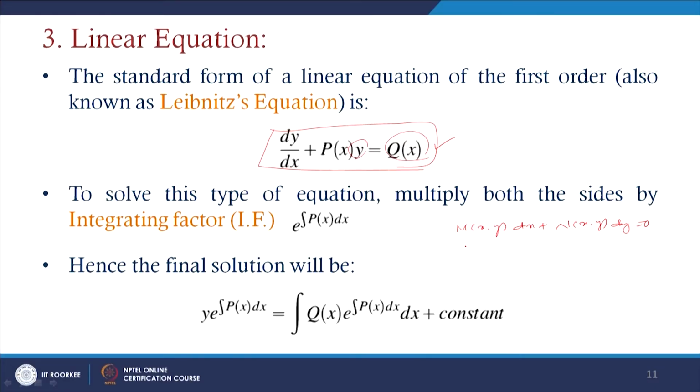Mostly, people use the integrating factor in the form of e to the power integral of p(x) dx for this class of problems. Once it is multiplied, the equation can easily be integrated. That is why we write here y e to the power integral p(x) dx. Since it is multiplied with the solution, the right hand side we can write as the integration of q(x) e to the power integral p dx plus a constant.